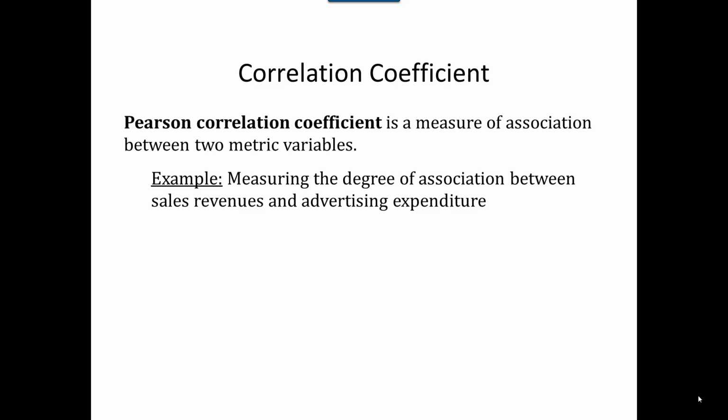While there are different types of correlation coefficients that can be calculated, we will focus on the Pearson correlation coefficient. We would calculate this when analyzing the association between two metric variables. For example, when we want to see if advertising expenditure is associated with sales revenue. Let's review the meaning and interpretation of correlation coefficients briefly.